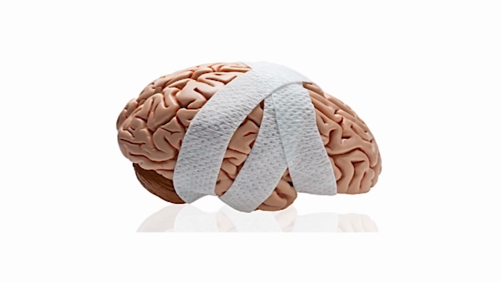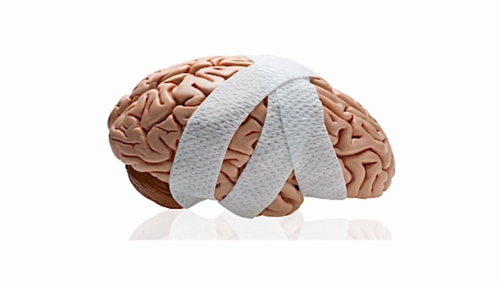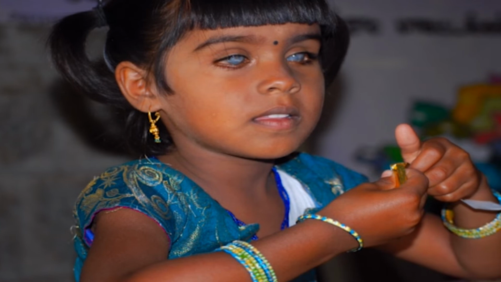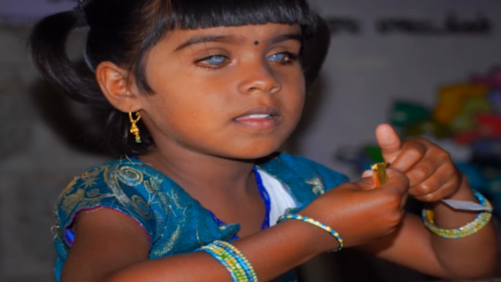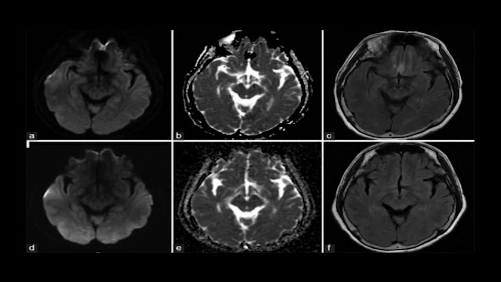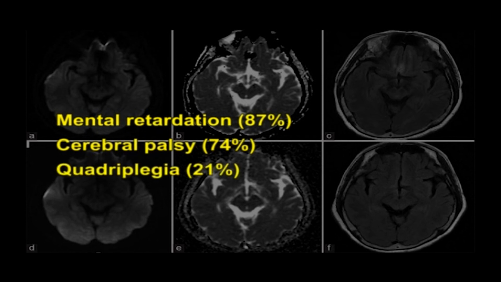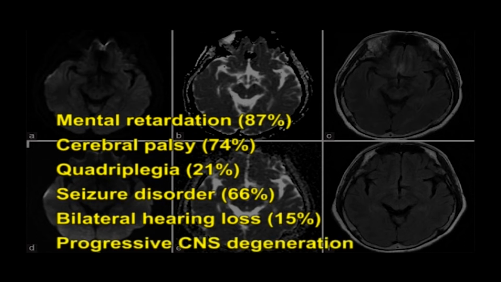Cortical visual impairment is a neurological disorder caused by brain damage. Cortical visual impairment is caused by brain injury. Children with cortical visual impairment often have multiple mental and physical disabilities in addition to vision loss. It is frequently associated with other neurological abnormalities such as mental retardation 87%, cerebral palsy 74%, quadriplegia 21%, seizure disorder 66%, bilateral hearing loss 15%, and progressive CNS degeneration.